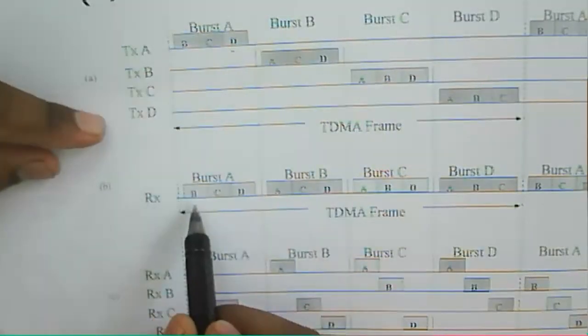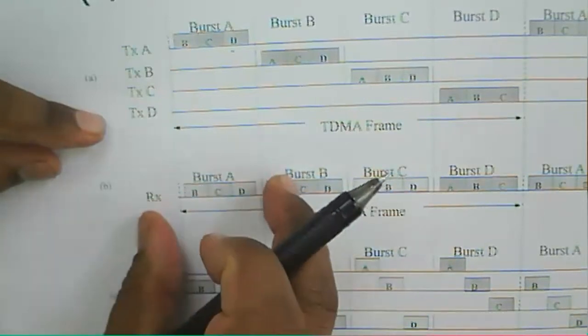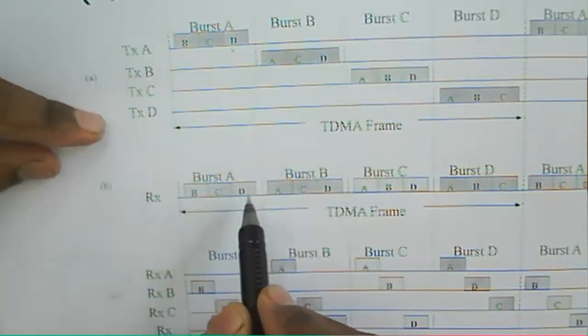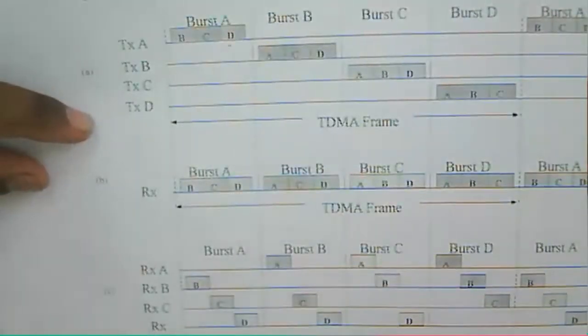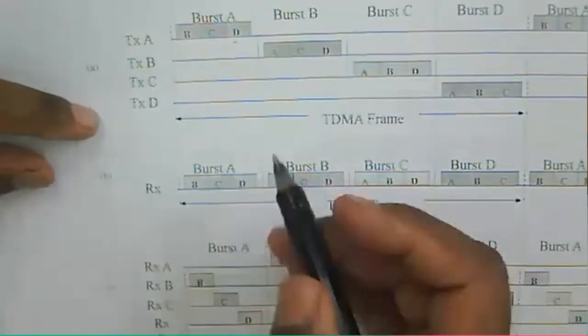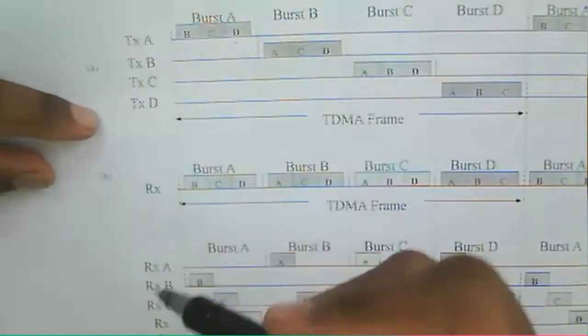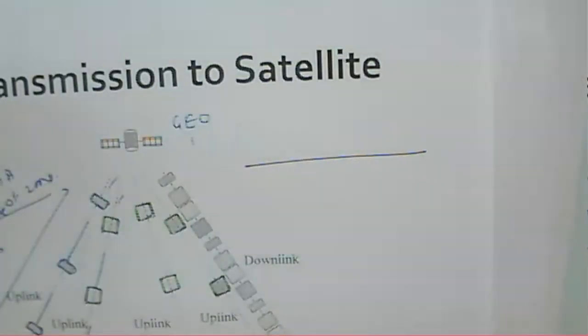so, in burst A, we are receiving C and B, C, D here. But due to the difference in the earth station, different position of earth station, the delay will be different. So the arriving bursts may be overlapping. So likewise, suppose this burst C and B, likewise this may overlap. Okay.